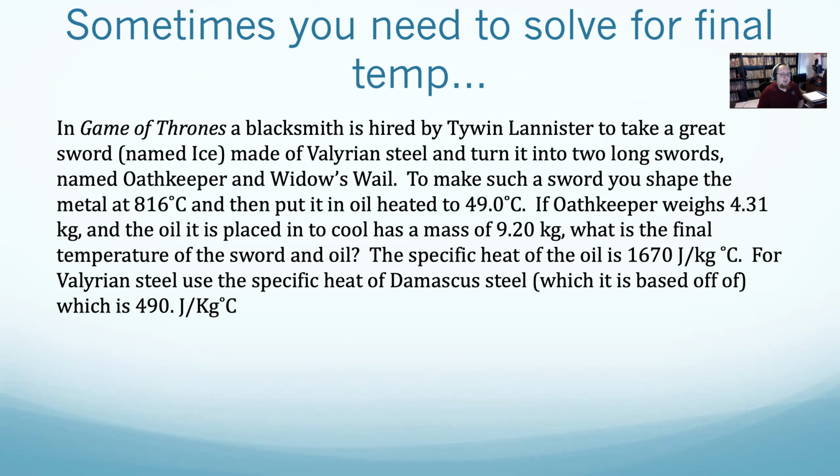So I looked up how to make a sword with Damascus steel, which is what people think the Valyrian steel of Game of Thrones was based off of. And let's say I take a sword and I heat it up to 816 degrees Celsius. And then I dunk it into 49-degree Celsius oil. If the sword weighs 4.31 kilograms and the oil has a mass of 9.2 kilograms, what is the final temperature of the sword in the oil?